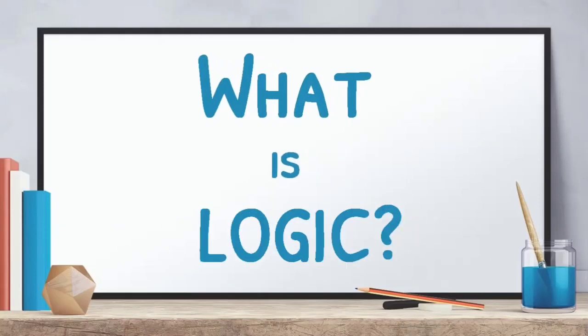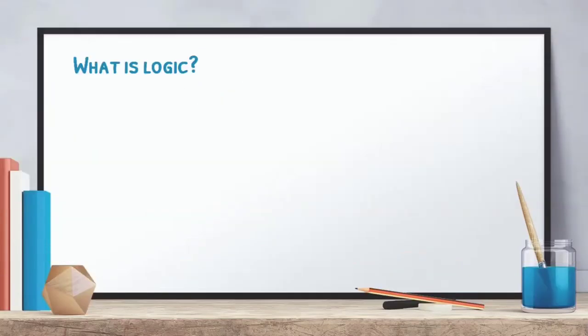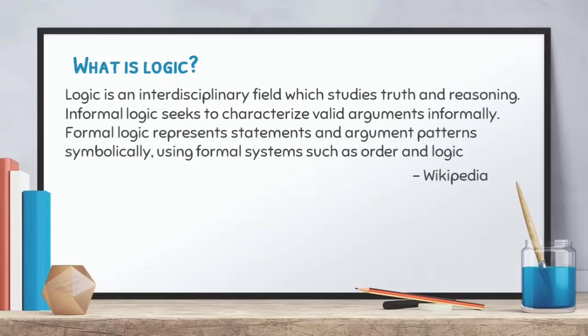And what exactly is logic? According to Wikipedia, logic is an interdisciplinary field which studies truth and reasoning. We have two kinds of logic. The first one is informal logic, and the second one is formal logic. Informal logic seeks to characterize valid arguments informally. So meaning we are using informal logic in our day-to-day conversations with our parents or even our friends.